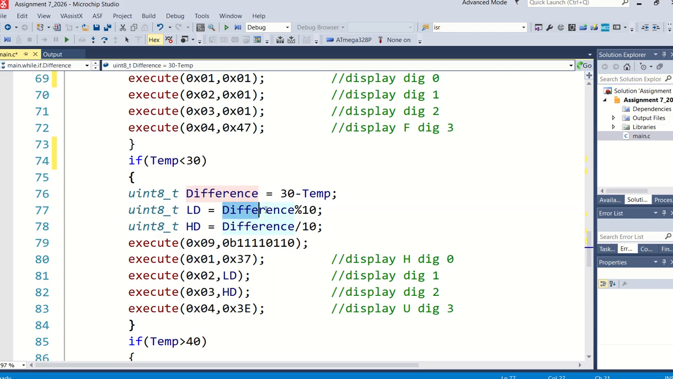Then I would take that difference is 12 and take it modulus 10, which means LD will be a value of 2. And if the difference is again 12 and I divide it by 10, HD will be a 1. So this is where I've got the 2. I've actually split the difference into 1 and 2.